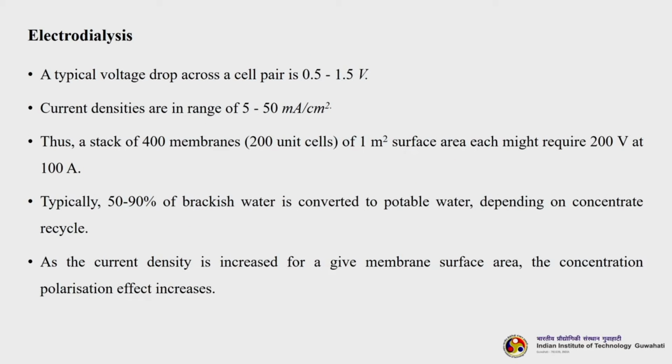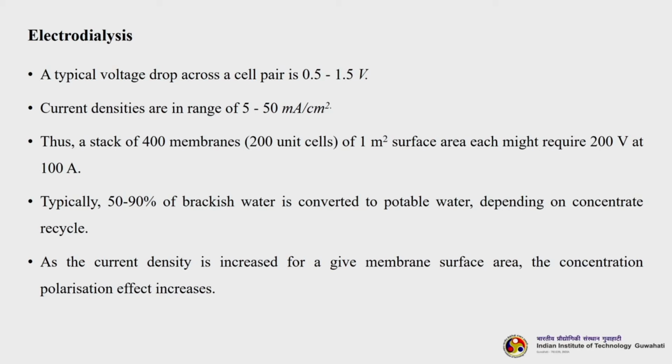A typical voltage drop across a cell pair is about 0.5 to 1.5 volt. Current densities are in the range of 5 to 50 milliampere per centimeter square, thus a stack of 400 membranes, so basically 200 unit cells of 1 meter square surface area each, might require 200 volt at 100 amperes. Typically, 50 to 90% of brackish water is converted to potable water depending on concentrate recycle.